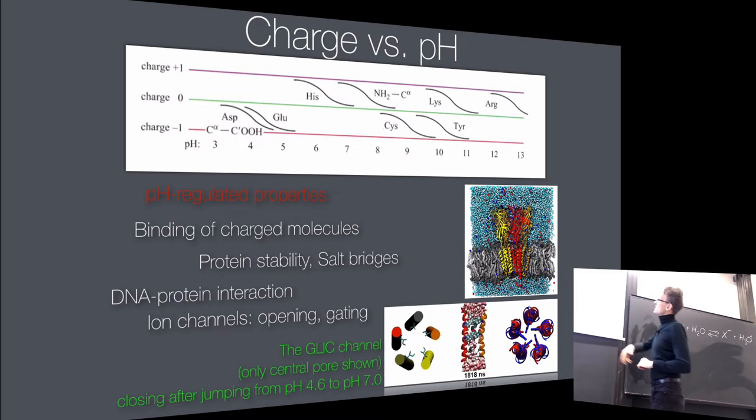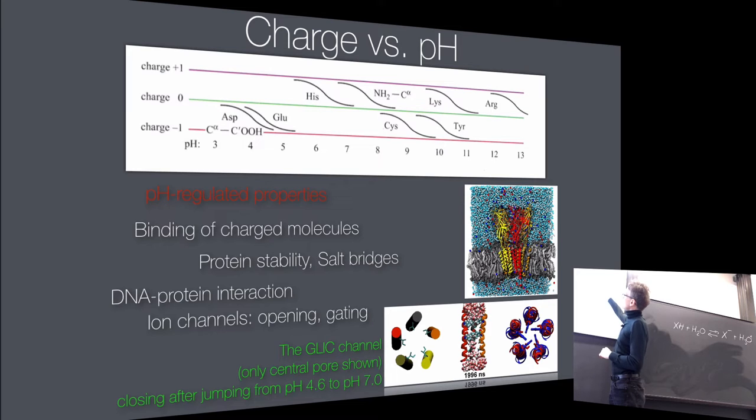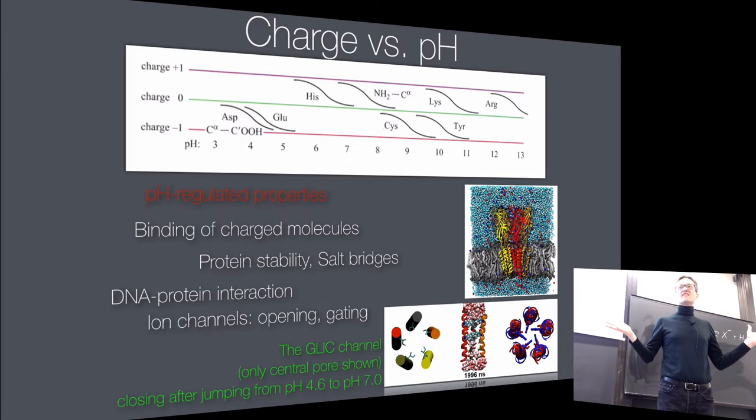Similarly, if you have large residues, this particular channel is pH gated. So normally you would have things charged, but when you change the pH from 4.6 to 7, the residues lose their protons. And when the residues are no longer charged, they're not going to repel each other as much. Then they can get in proximity, and then you will close the channel.